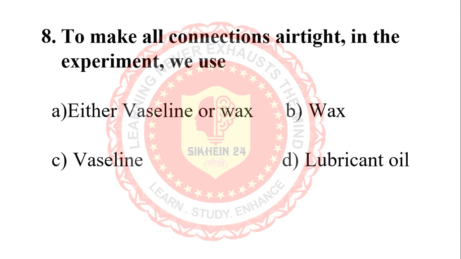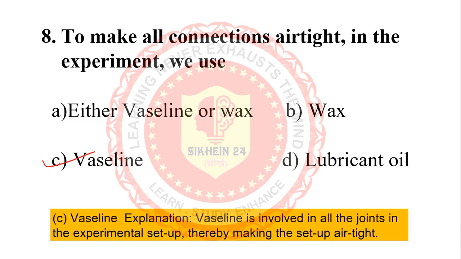Let's see the next question. To make connections airtight in the experiment, we use either A. Vaseline or wax, B. Wax, C. Vaseline, D. Lubricant oil. I see, C is the correct answer. Let's see. Yes, C is the correct answer. Vaseline is applied in all the joints in the experimental setup, thereby making the setup airtight.